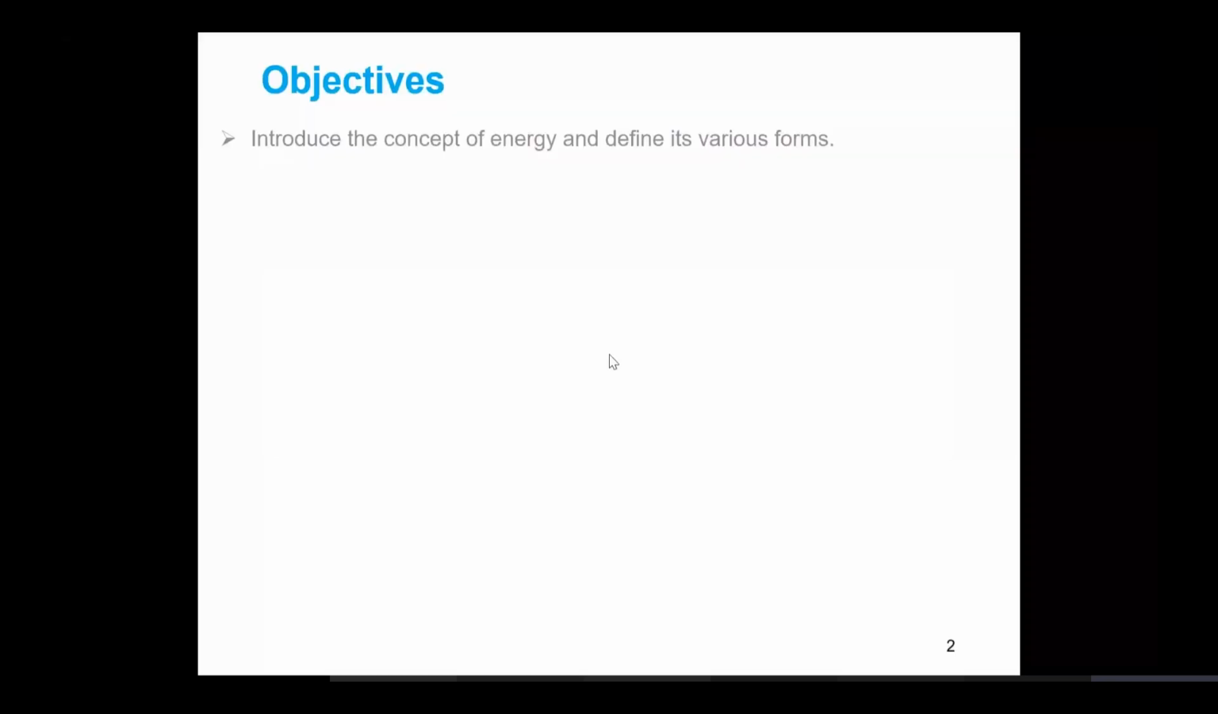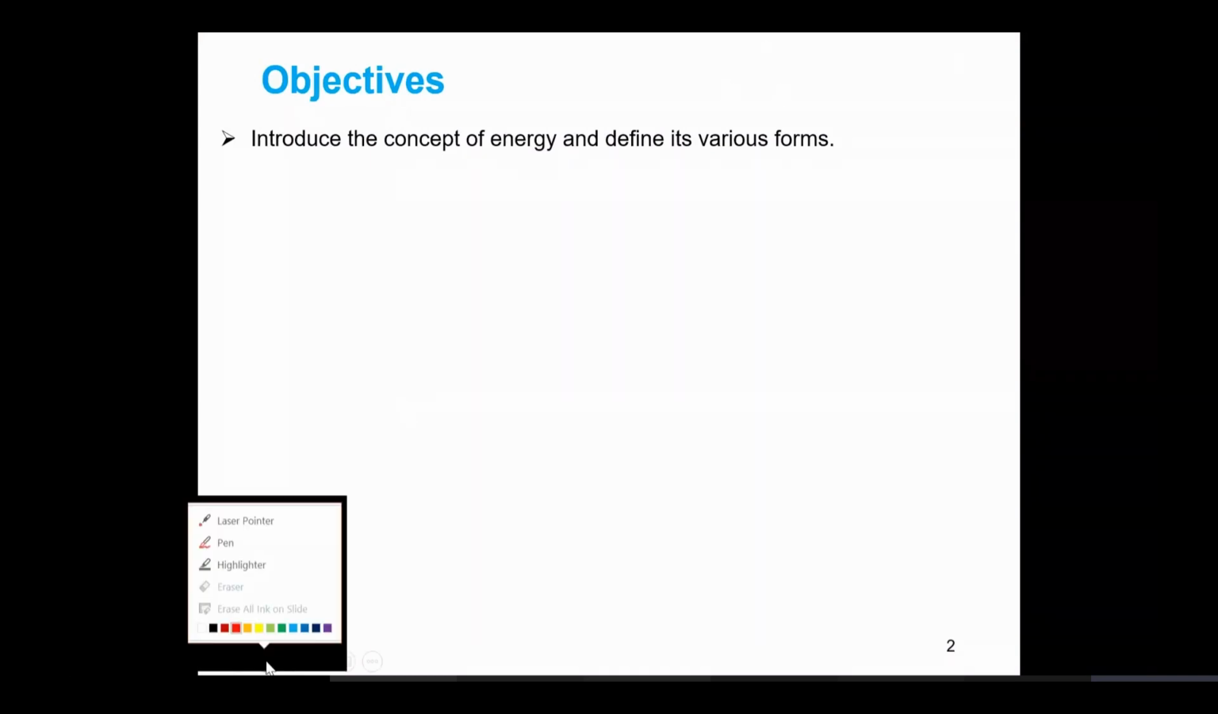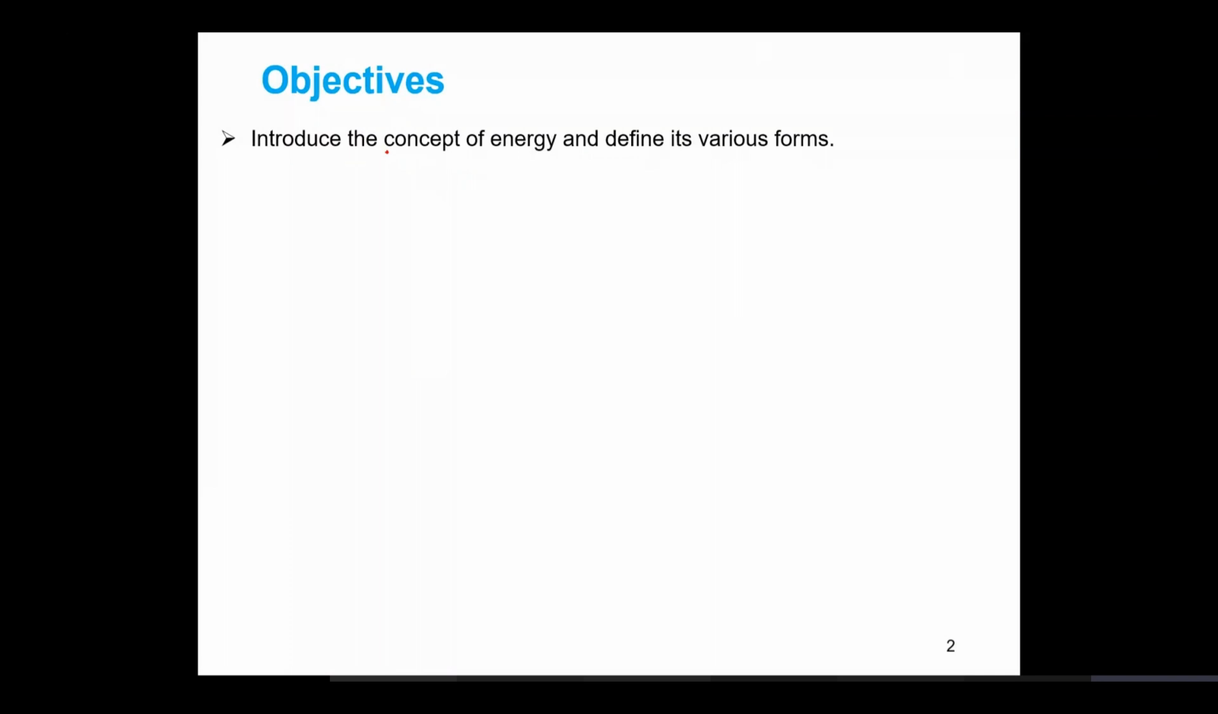So the detailed overview is that first you will be introduced to the concept of energy and define its various forms. How do you understand energy and what are the various forms associated with energy? One of the forms is internal energy. So we'll have a detailed overview of what are the essential components of internal energy. What is internal energy made up of?